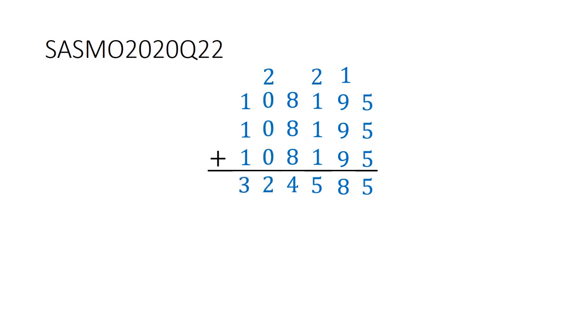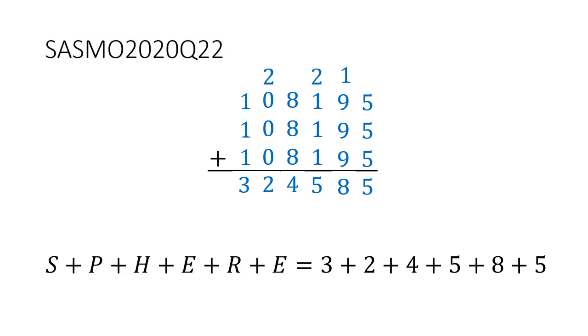Now, I can be 0. It will work. 0 plus 0 plus 0 with a carryover of 2 will give us the 2, and the S will be 3. If we just add up all the digits for sphere, which is 3 plus 2 plus 4 plus 5 plus 8 plus 5, that will give us an answer of 27.